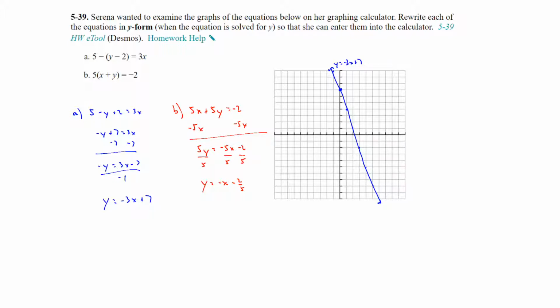And now that I reread the problem, I guess it doesn't say that we have to graph. It says rewrite each of the equations in y form so that she can enter them into the calculator. So I guess I'm done. Here's equation A, and here's equation B. So if you want, I guess you could plug them in there and see what happens. But now that I reread the question, it only wants us to rewrite them in y equals mx plus b form.